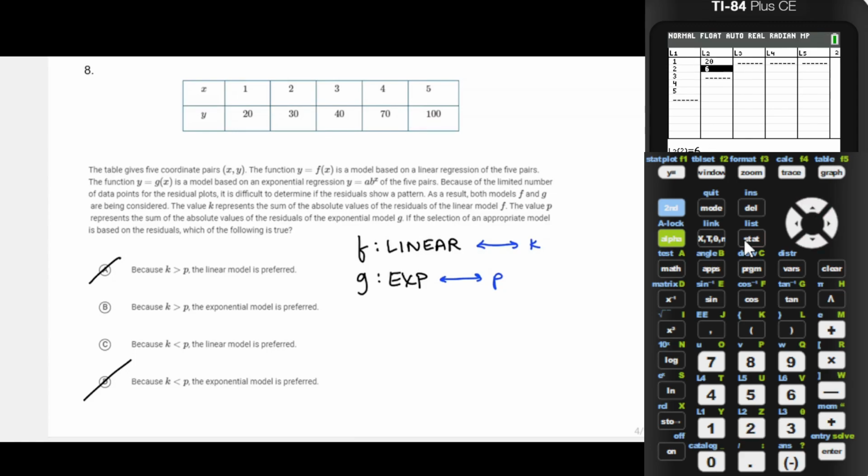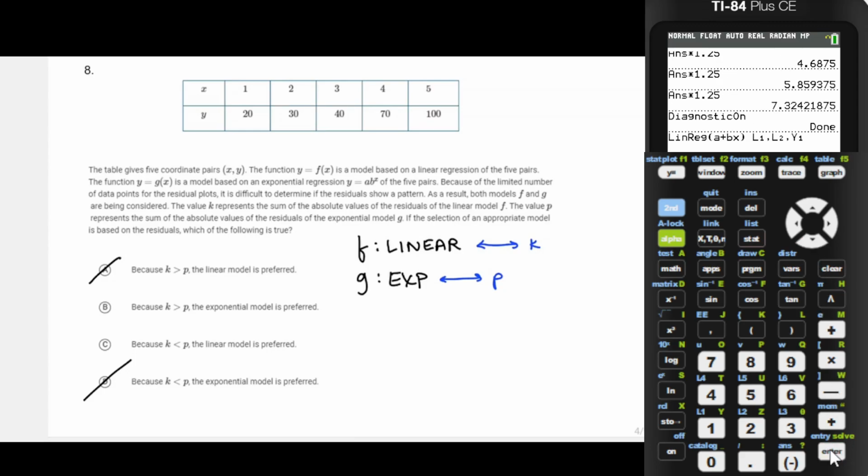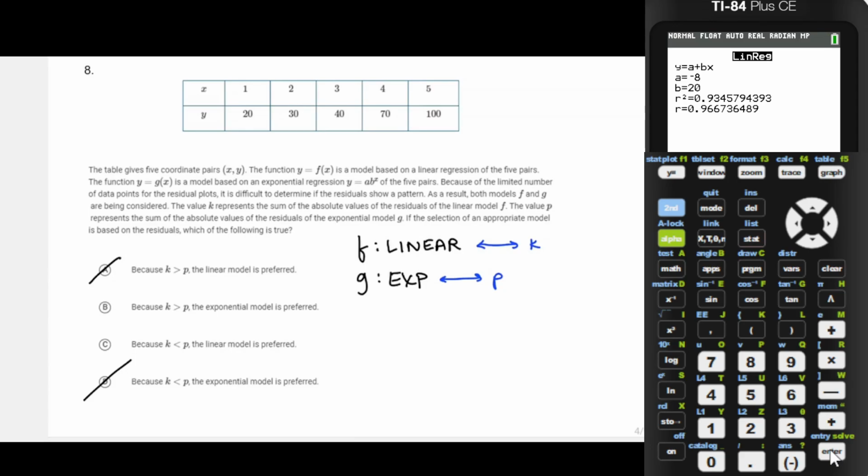So 20, 30, 40, 70, and 100. We're going to stat calculate a linear regression. I am going to store it into Y1 in case I need to make a residual plot. I heard that it's possible to make one on this, and I just kind of forgot how. Okay, now we're in business. I'm seeing an r squared value that's not like 0.999. So r squared is 0.935. And r squared does have to do somehow with some of the residuals. I forget how. I knew at one point in my life, but I definitely don't know right now.